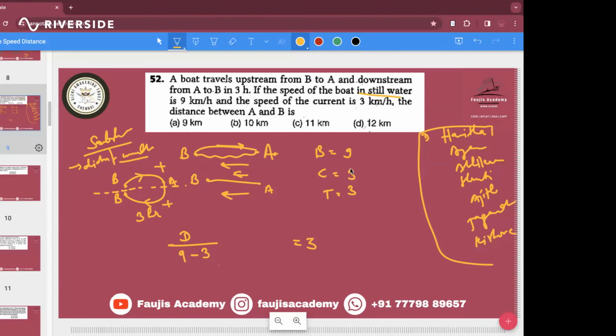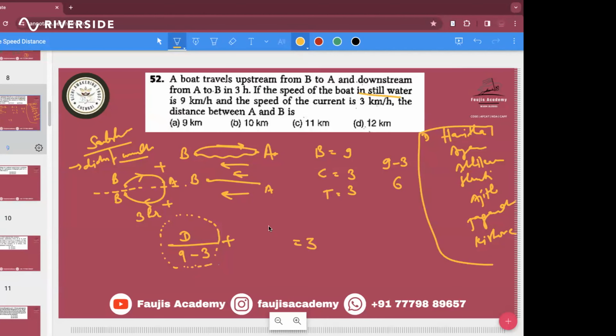Effective speed. What will be the effective speed? The boat is going 9 kmph. The current is pulling it down by 3 kmph. What will be the effective speed? 6 kmph. Right now, this is what we have written: 9 minus 3 plus. This is basically your time.